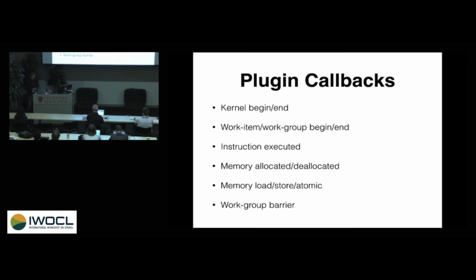Those will fire callbacks. And when a workgroup barrier occurs, so you can get some information about when synchronization operations are happening. All of these callbacks will come with some supplementary information to describe what's going on. So when you're getting a callback about an instruction being executed, you'll receive the operands of the instruction, what the arguments were, what the result was, and the opcode, that kind of thing, and which work item it was, for example.